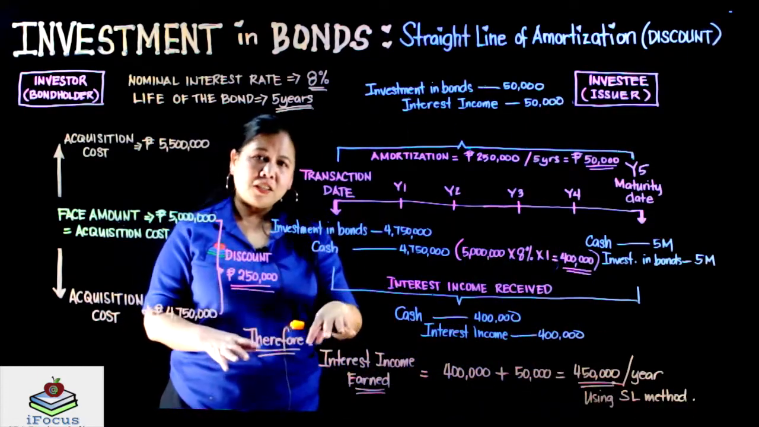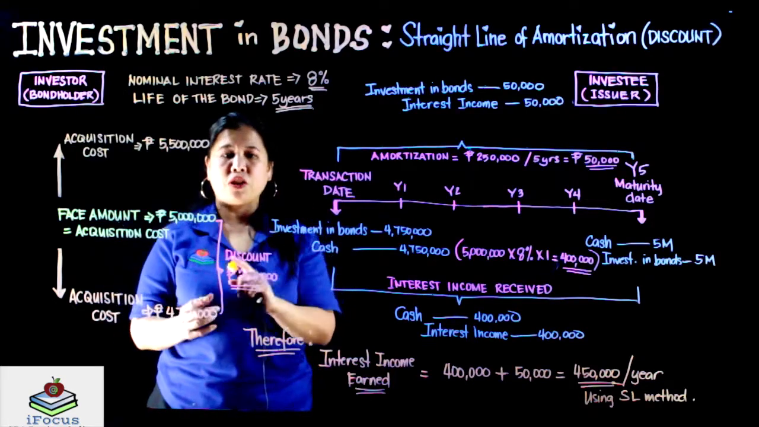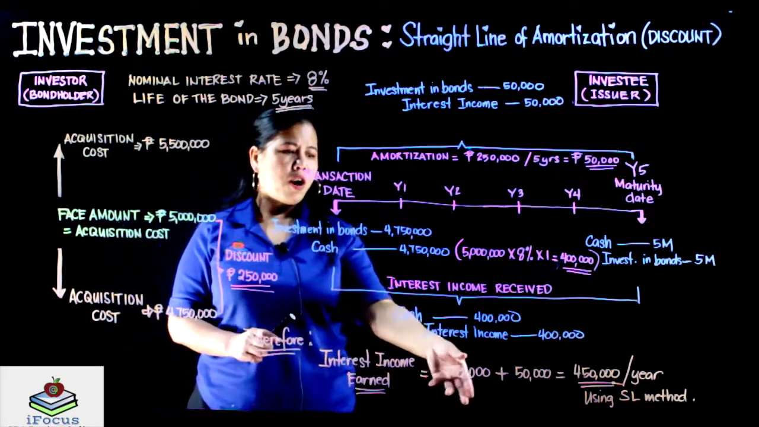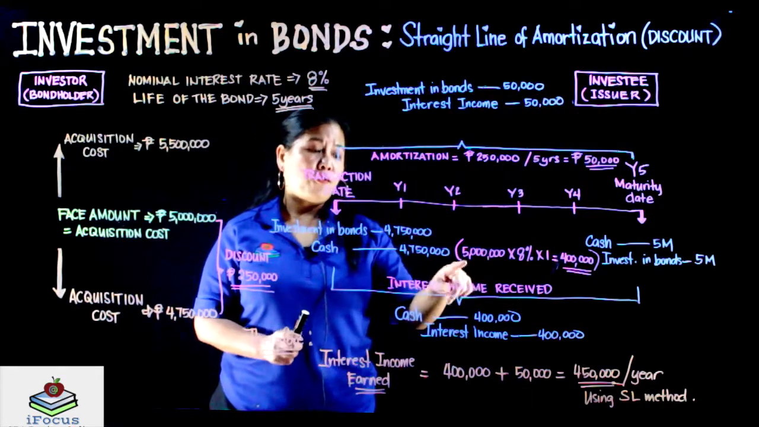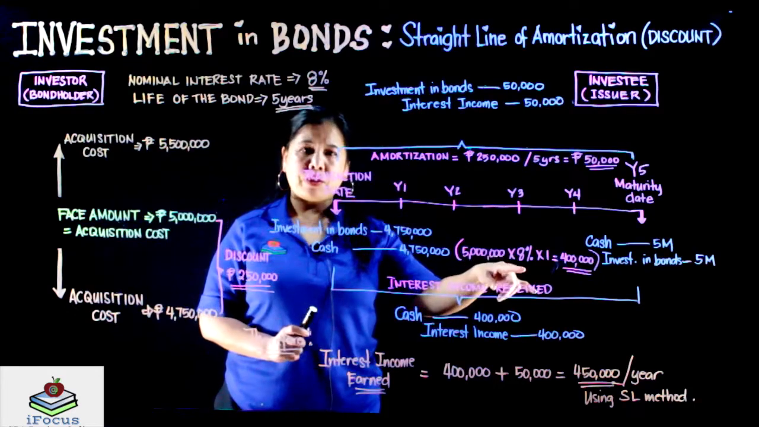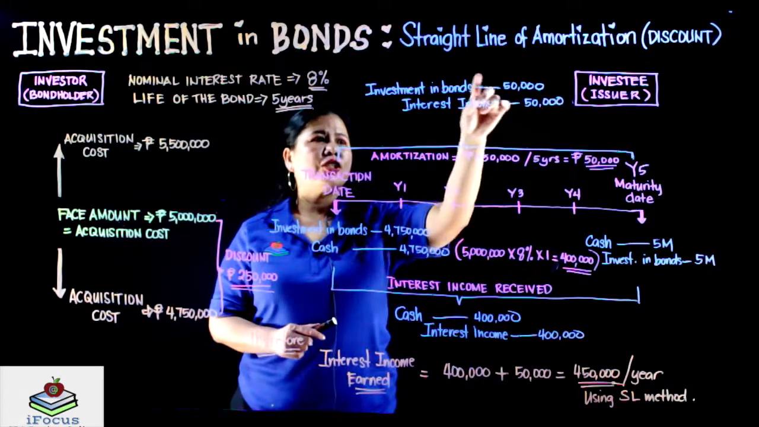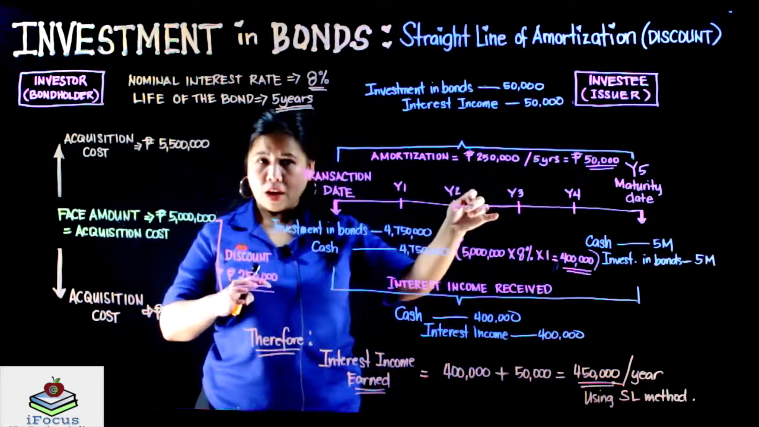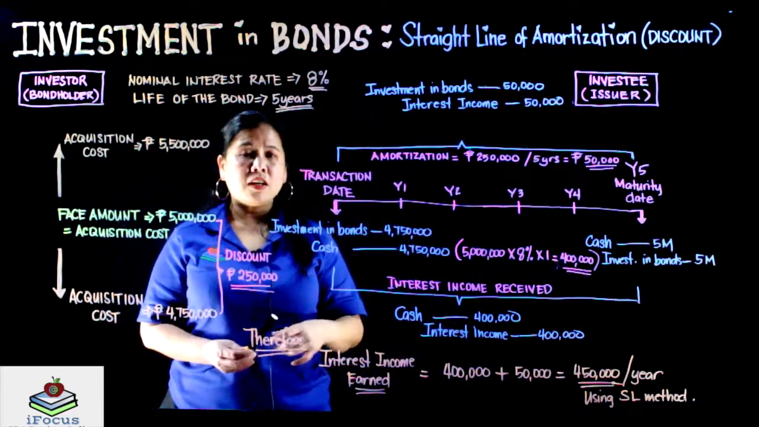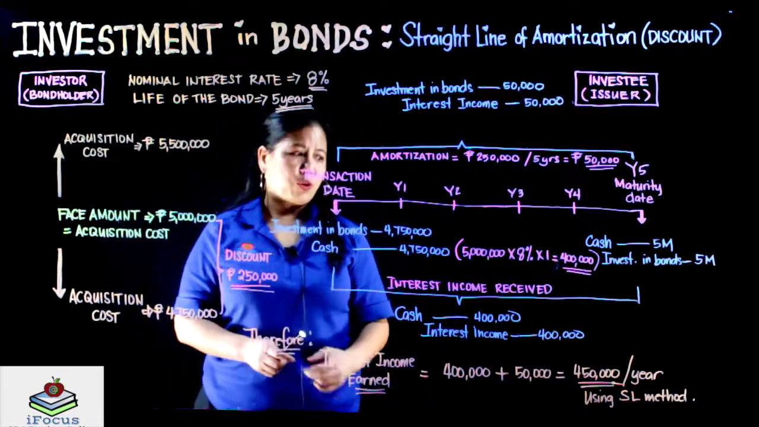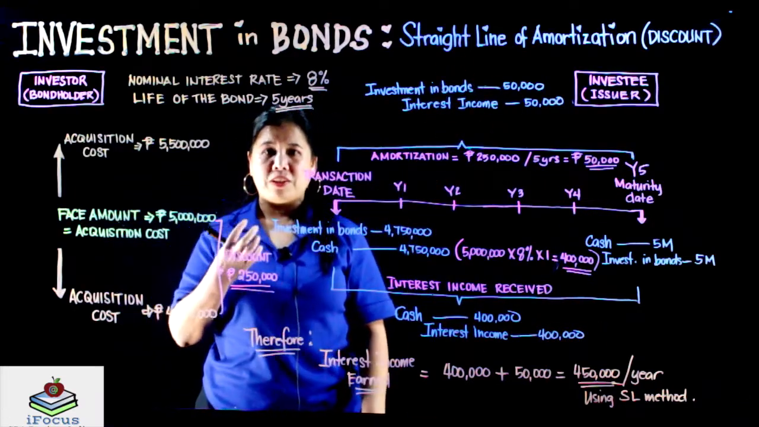Therefore, the interest income earned by the investor with the amortization of the discount is equal to the 400,000 na ni-receive niya from the investee, calculated at face value multiplied by 8% times 1. Plus, the amortization of the discount na 50,000, dinagdag po natin yan to get the interest income earned by the investor every year, right? By using the straight line method of amortization.